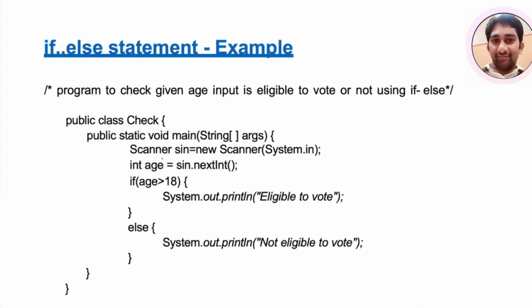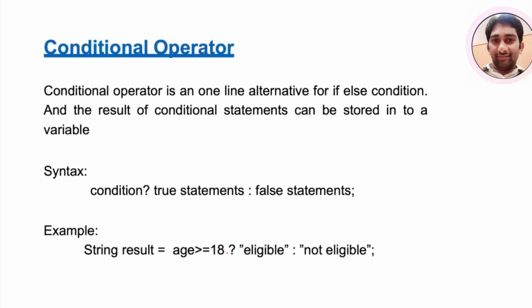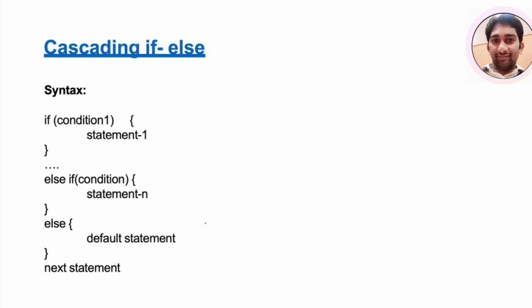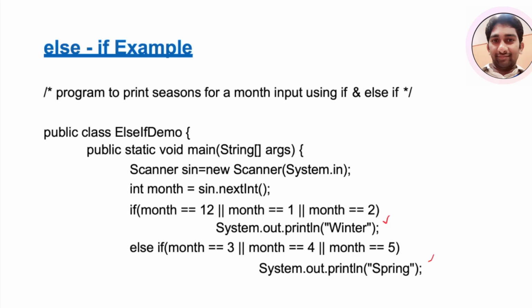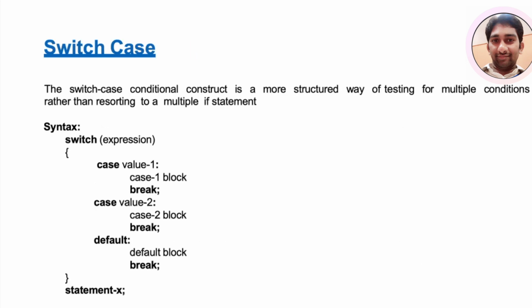So in the previous case we discussed this one, right? Cascading if else. In cascading if else, what happens? We have to verify all the conditions. First condition is failed, then we are going to the second condition. If that fails, then we'll go to the third condition, fourth condition, and then we'll come. If all the conditions fail, we'll come to the default statement. Here we're checking the multiple conditions.